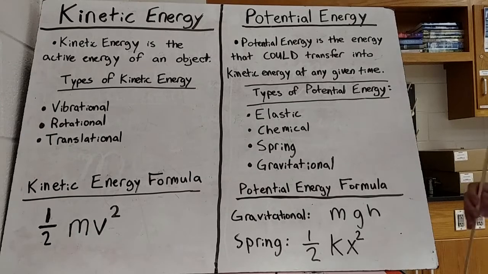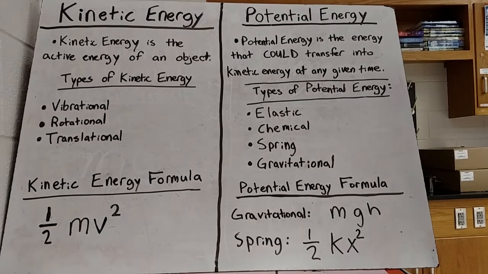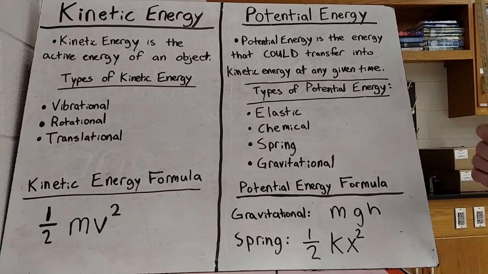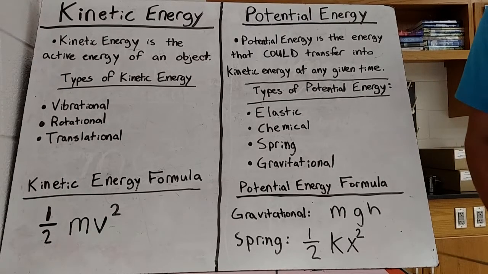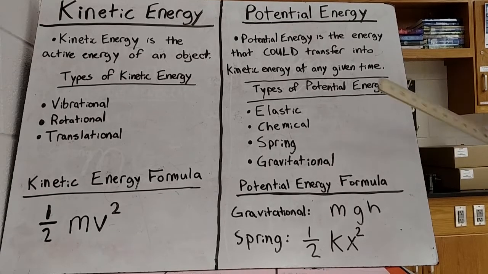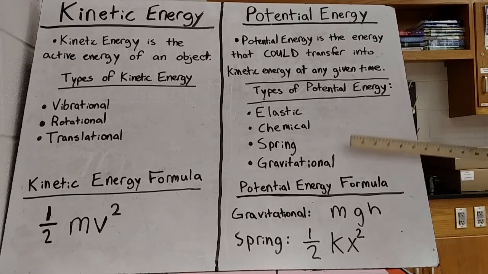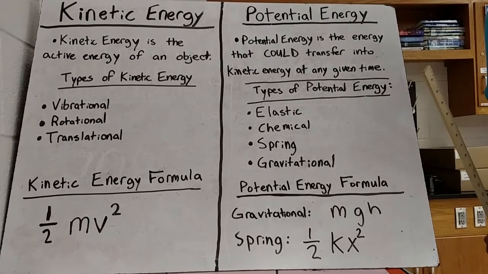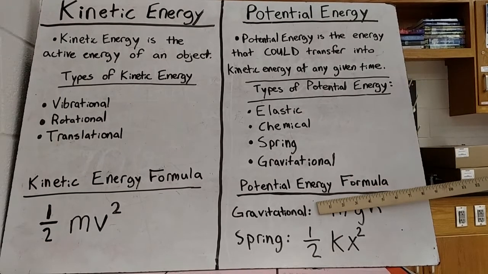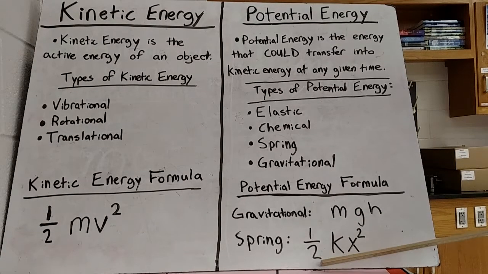Potential energy is the energy that could transfer into kinetic energy at any given time. So it has energy, but we can't see it. The different kinds of potential energy are elastic, chemical, spring, and gravitational. The potential energy formula for gravitational is mgh, and for spring we usually use 1/2 k, the spring constant, x squared.